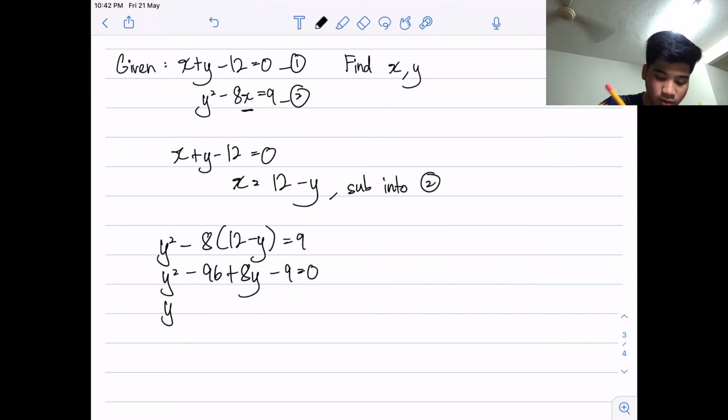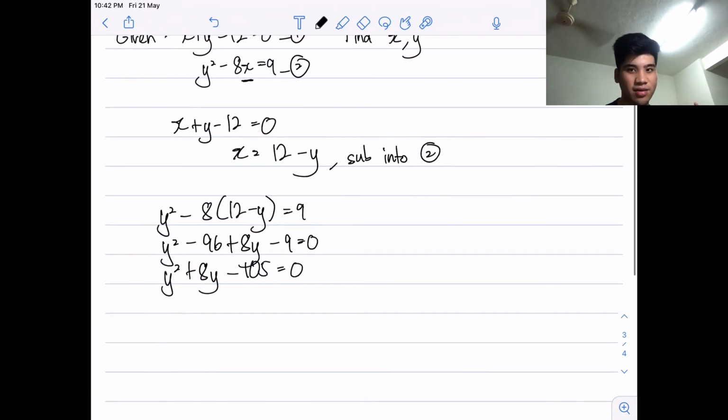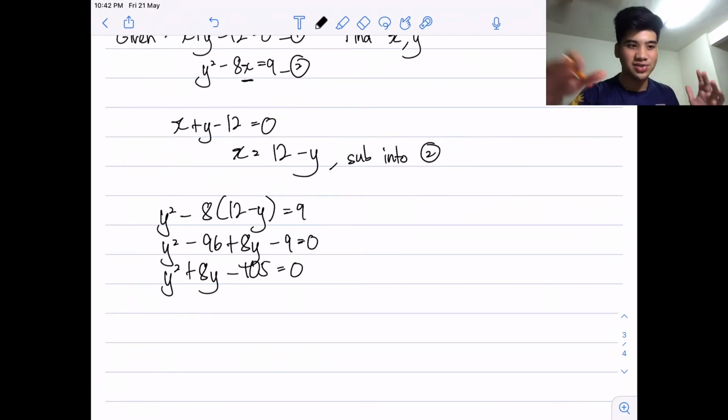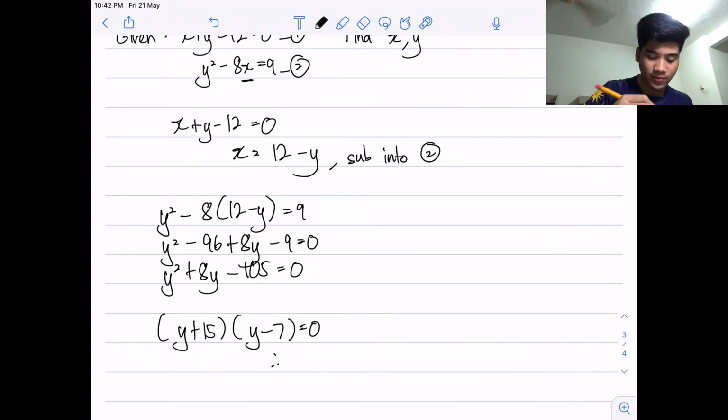Minus 9 equals 0. So let's rearrange this as if we're solving a quadratic equation. Negative 96, we get negative 105. Don't worry about the big number. It's just another factorization. Just use our calculator. Basically, you're going to get y plus 15 and also y minus 7 equals 0. Therefore, y equals negative 15 or 7.